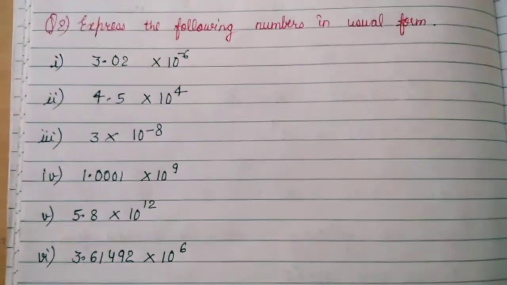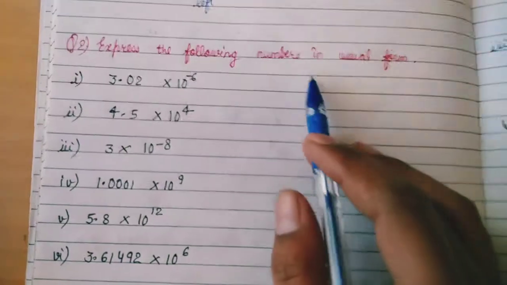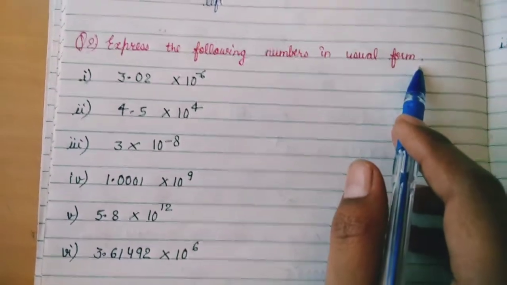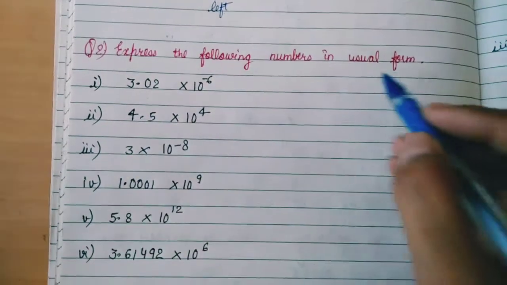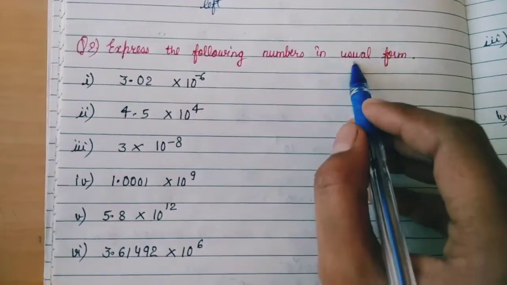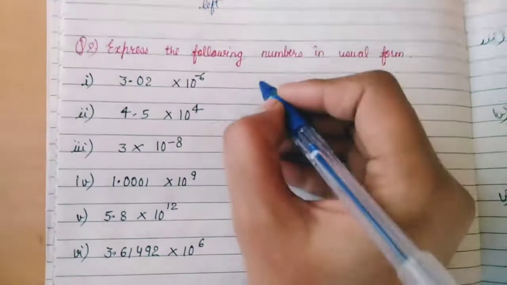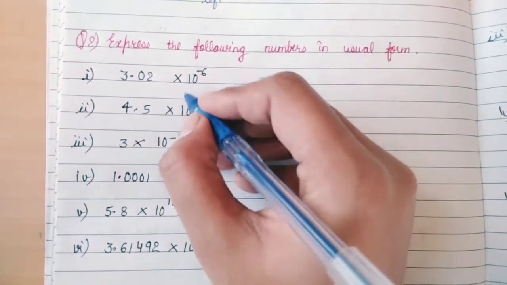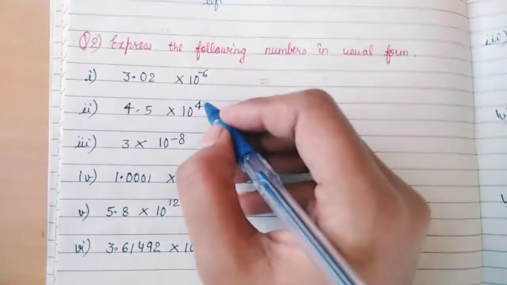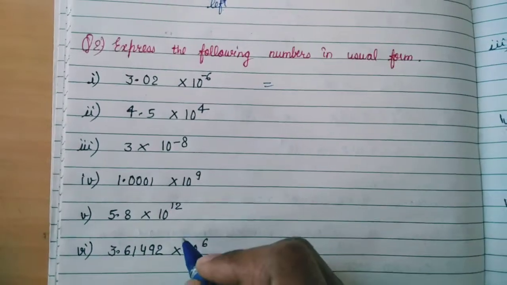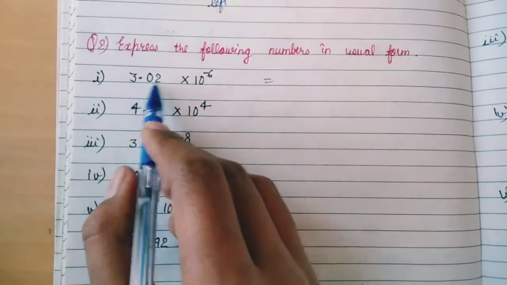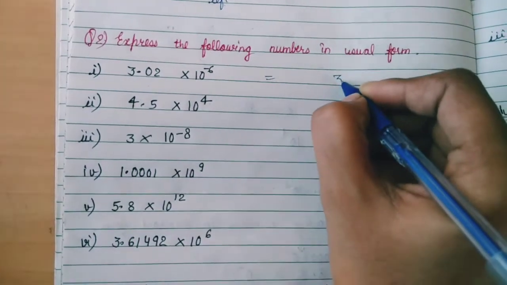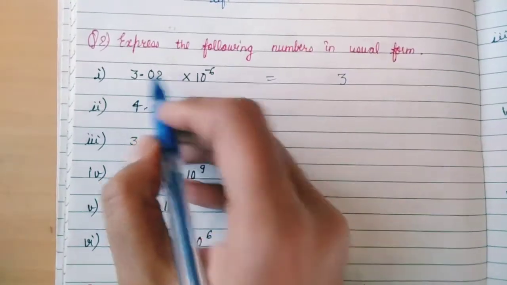Now question number 2 is, express the following numbers in usual form. We have the standard form. From this standard form we have to shift the decimal into the usual form. It means we will remove this 10 raised to the power of each question. Here we have the number which is 3.02.